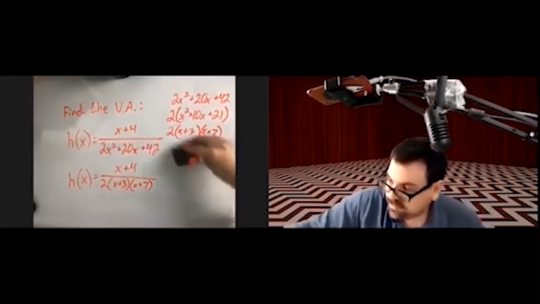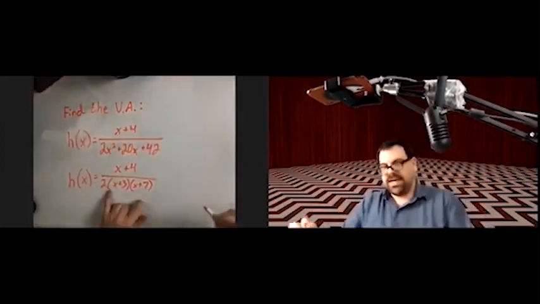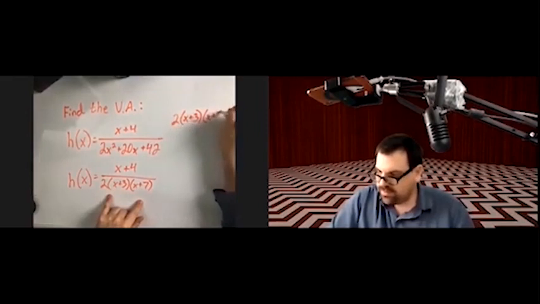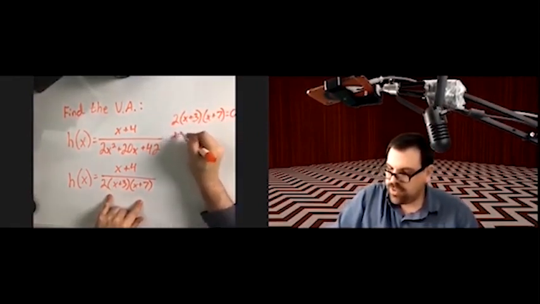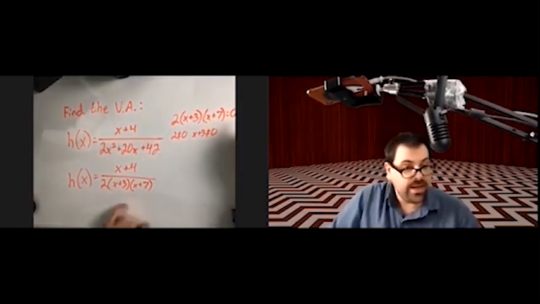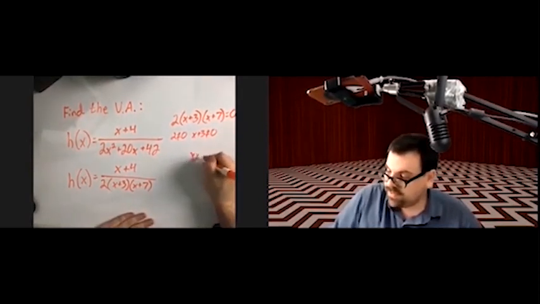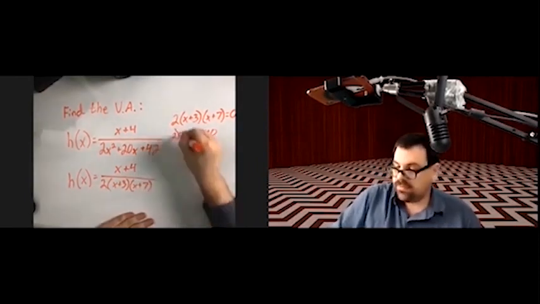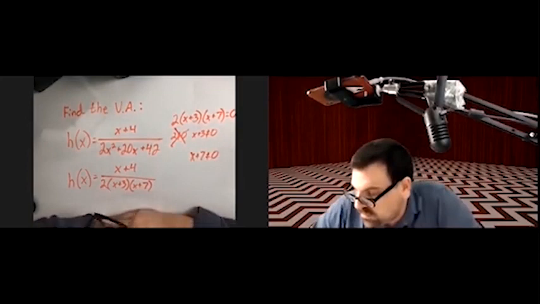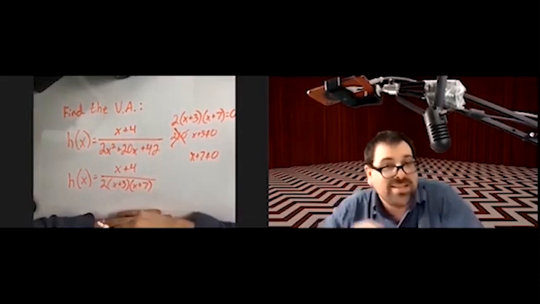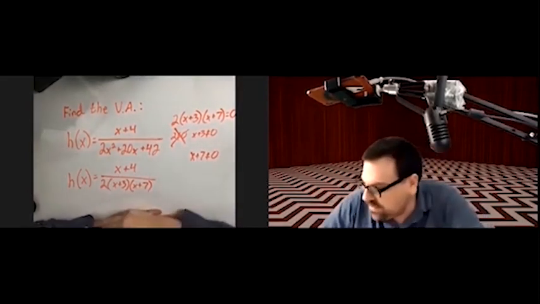Now, take the bottom, set it equal to 0, find these restricted values. This means 2 can't be 0, x plus 3 can't be 0, and x plus 7 can't be 0. 2 can't be 0. No duh. It's always true. We don't get any values from that. It's not like it says 2x equals 0 and we have to solve.